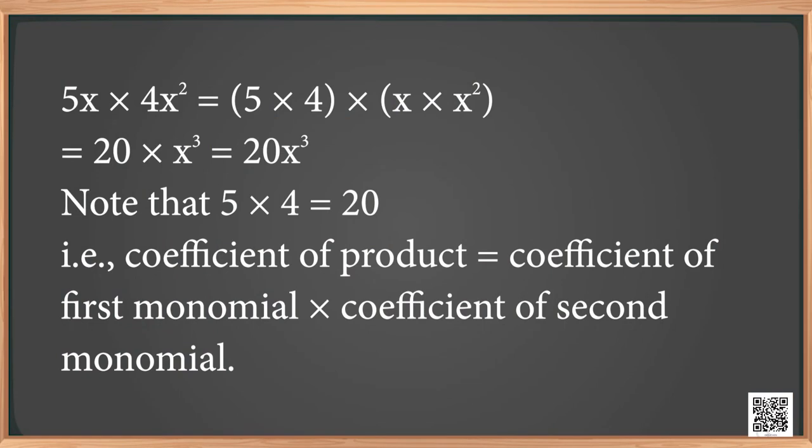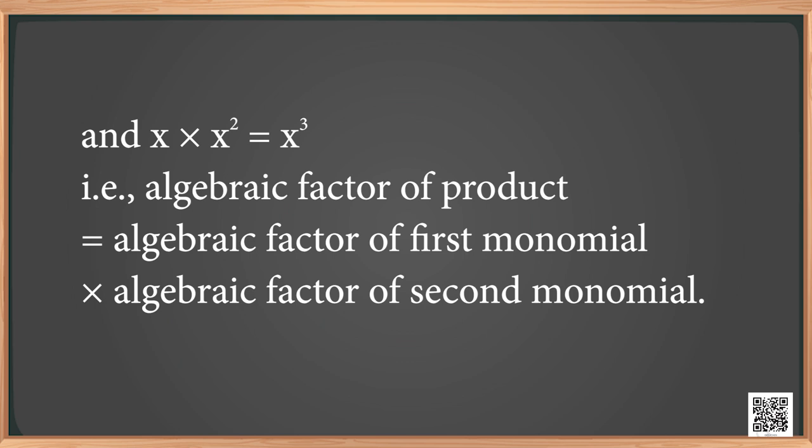5x into 4x square is equal to 5 into 4 times x into x square, which is equal to 20 into x cube, that is 20x cube. Here we note 5 into 4 is equal to 20, that is, the coefficient of the product is equal to the coefficient of the first monomial into the coefficient of the second monomial, and x into x square is equal to x cube, that is, the algebraic factor of the product is equal to the algebraic factor of the first monomial into the algebraic factor of the second monomial.